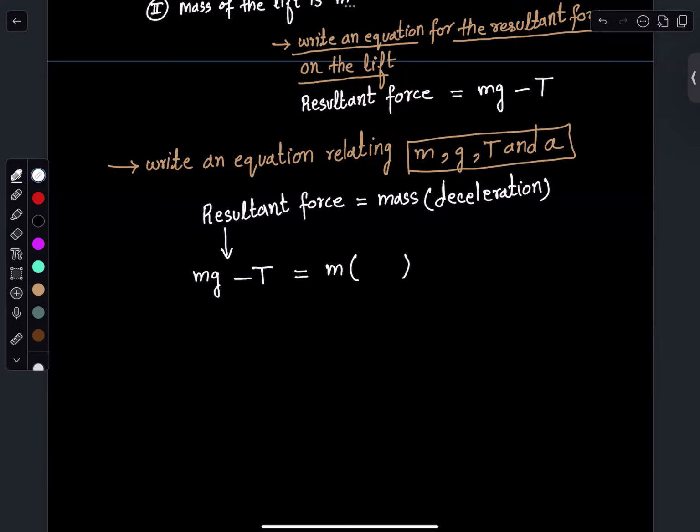Quick answer. Negative a. Why negative? Because it's deceleration. So the equation will become mg minus T is equal to m times negative a.